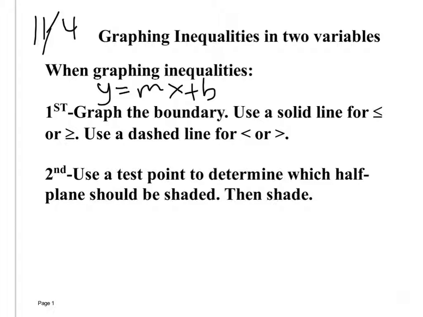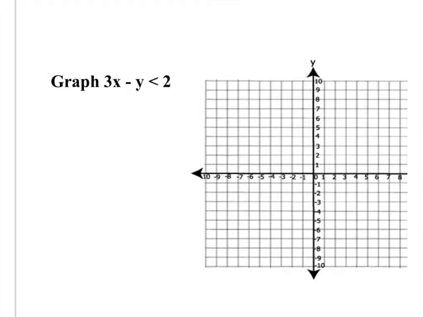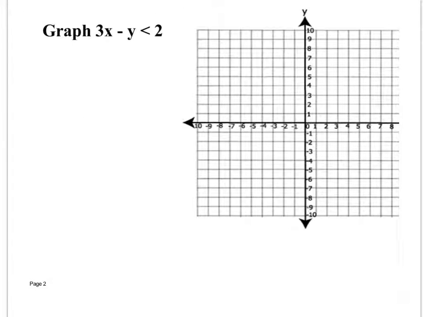Any questions? So let's graph this. Our first step is to graph the boundary. So I have to get y by itself. So I subtract 3x from both sides. I have negative y is less than 2 minus 3x.